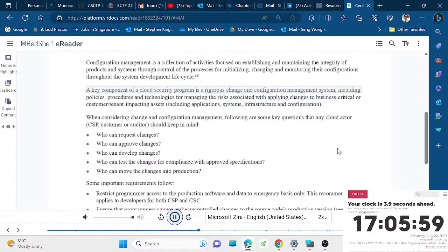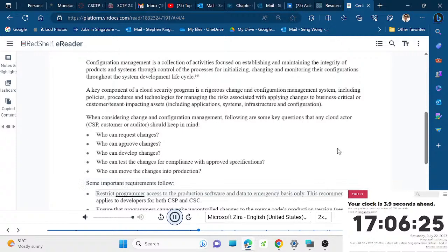A key component of a cloud security program is a rigorous change and configuration management system, including policies, procedures, and technologies for managing the risks associated with applying changes to business-critical or customer/tenant impacting assets, including applications, systems, infrastructure, and configuration. When considering change and configuration management, following are some key questions that any cloud actor, CSP, customer, or auditor should keep in mind: who can request changes? Who can approve changes? Who can develop changes? Who can test the changes for compliance with approved specifications? Who can move the changes into production?